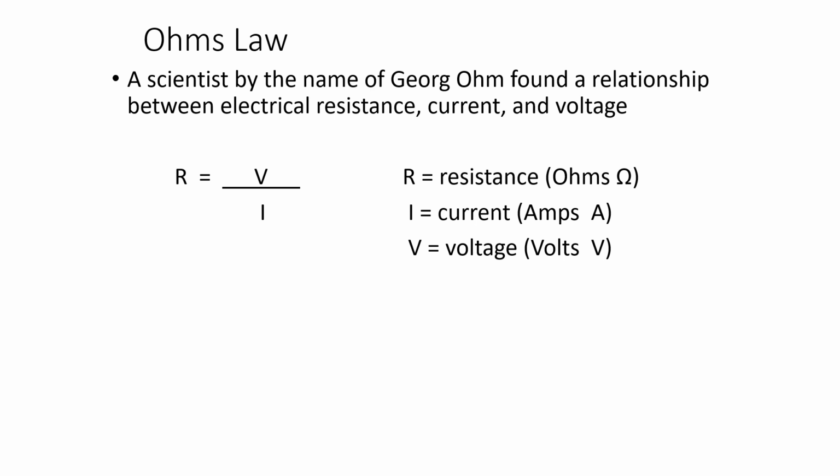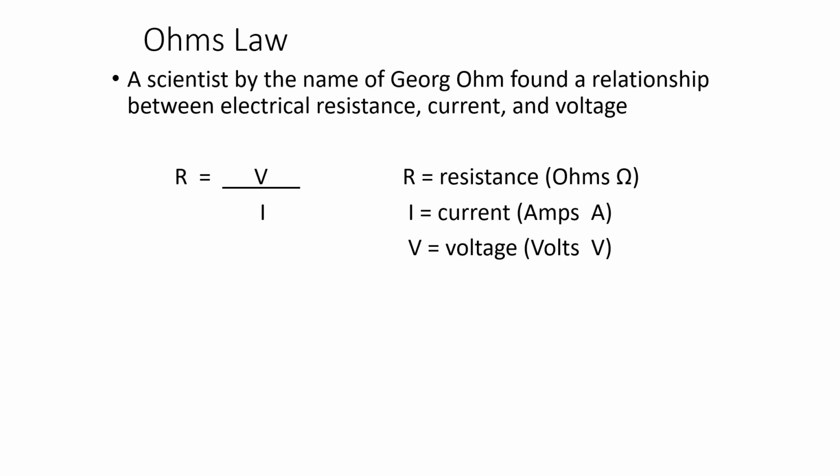So, first off, there was a scientist by the name of George Ohm, and he found a relationship between electrical resistance, current, and voltage. In the previous class, we talked about what is current, what is voltage, and what is resistance. And what Ohm found was that there is a relationship between these things: resistance is equal to voltage over current.